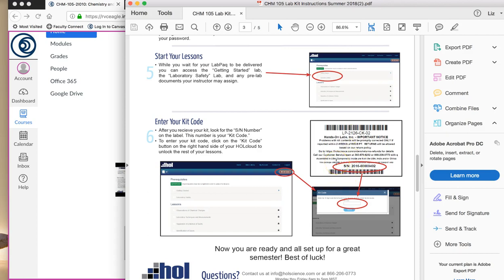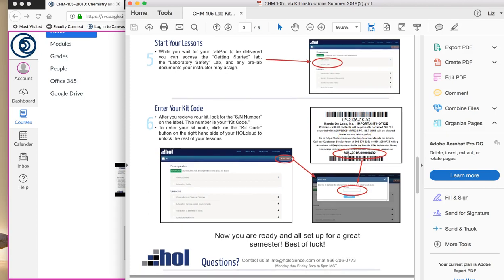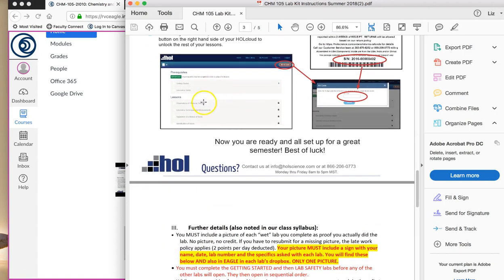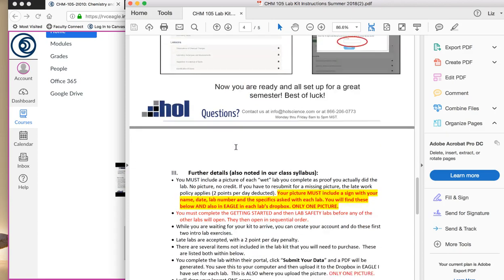Again, there should be a sticker on your box. I've learned not all stickers look just like this, but it should be pretty obvious what the sticker is on the kit, and it either says SN with a number or it says lab kit code, and that's what you need. Everyone's getting a unique kit code number, so you'll need to put that in. The rest of the labs, or they call them lessons, will not open until you put that kit code in.